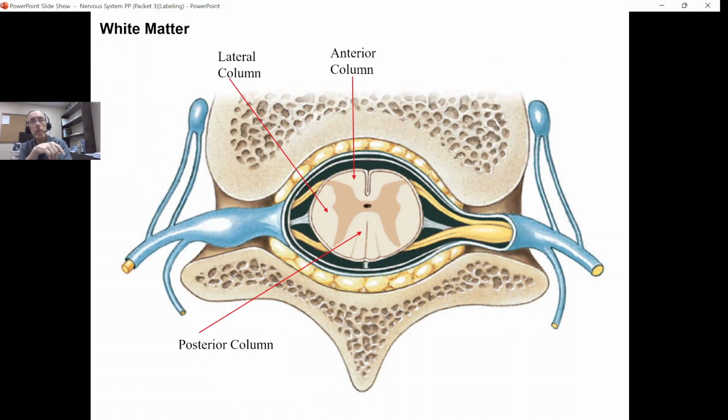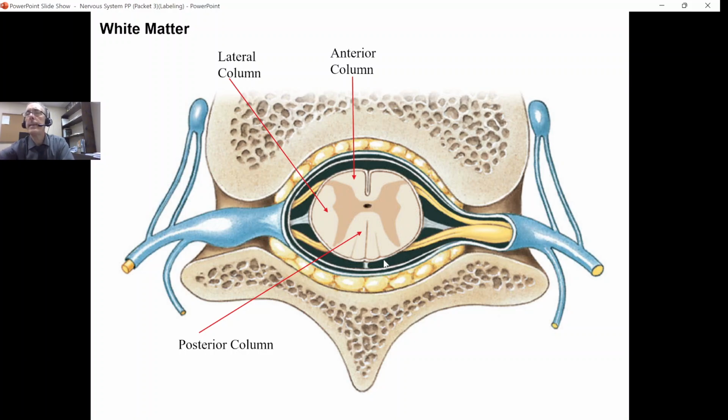So let's take a look, and this way you can label the areas that we have as far as white matter. We call them columns. If you look here in the front, all of this is the anterior column. Sometimes we say the anterior white column. This here and here, I didn't label it over here, but it's the same. These are the lateral columns. And then in the back right here, the posterior columns.